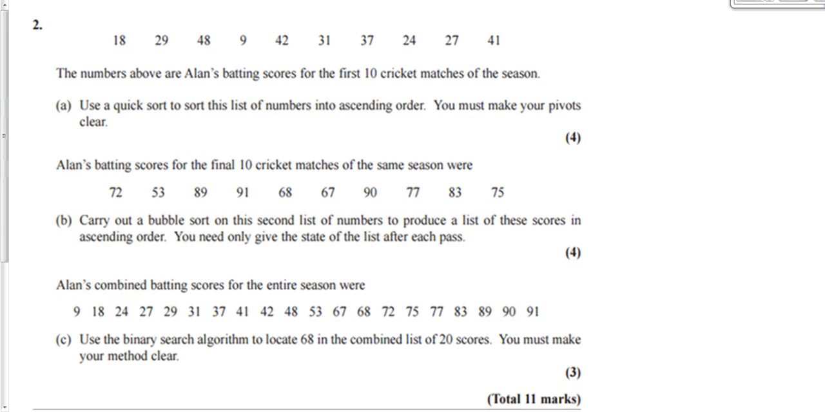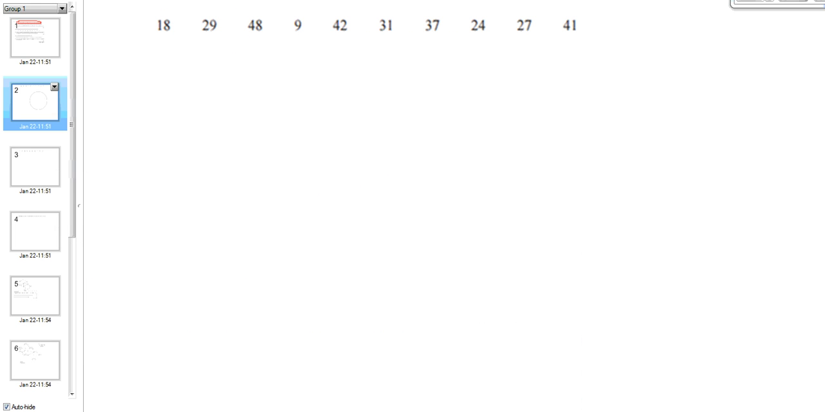Okay, so the first question was question 2, and we've got to do a quick sort on this data up here. What we do is we see how many pieces of data we've got. So we've got 1, 2, 3, 4, 5, 6, 7, 8, 9, 10 pieces of data. So if you do 10 plus 1 over 2, that gets you 5.5. So you want to take the one on the right-hand side. It's important that you take the one on the right-hand side. So 1, 2, 3, 4, 5. So 31 is going to be your first pivot point.